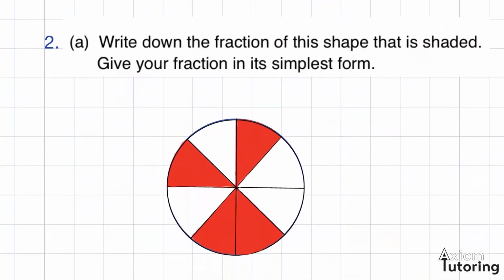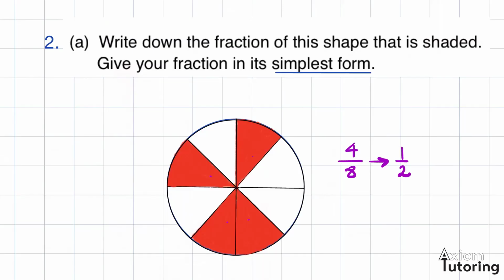The next question is, write down the fraction of this shape that is shaded and then give your answer in its simplest form. For questions like this one, you count the total equal compartments. So I can count 1, 2, 3, 4, 5, 6, 7, 8. So our answer is going to be out of 8. Then we look at how many compartments are shaded, 4. So 4 out of 8 is shaded, and that simplifies to 1/2 of the shape.